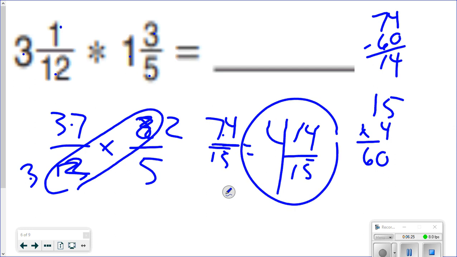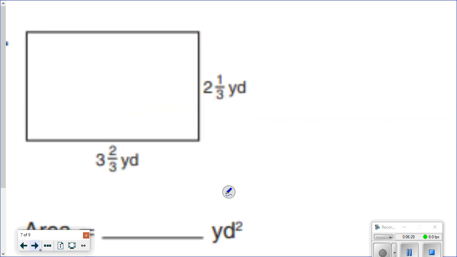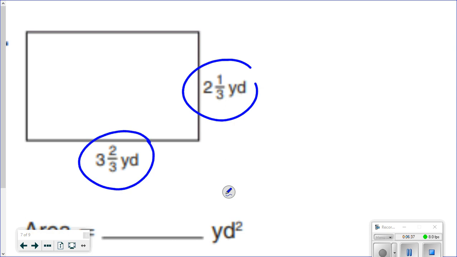You're going to be dealing with some very large answers today, but make sure you're doing all the math correctly and you'll be good. Ooh, take a look at this one. We are finding the area of this rectangle. So I'm going to take 2 and 1/3, and I'm going to multiply it by 3 and 2/3.